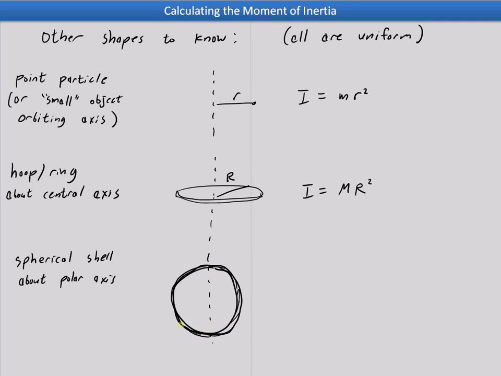You can see how good I am at drawing circles. All right, so here we are. This has radius capital R again, and we need to have a number less than 1. It turns out that this one gives you 2/3.